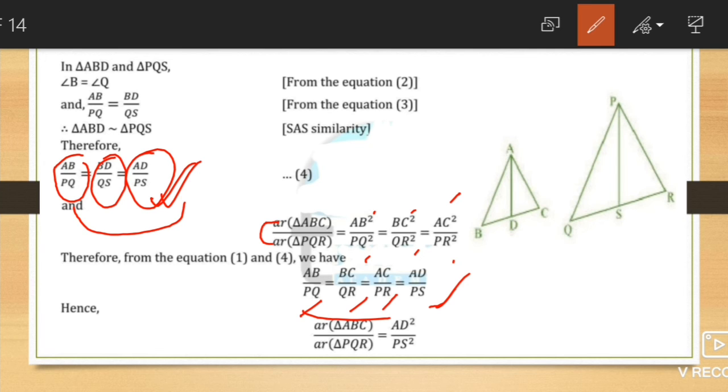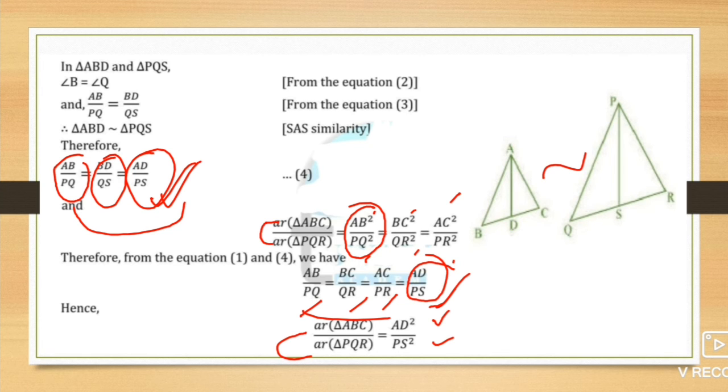That means area of triangle ABC by area of triangle PQR, in place of AB by PQ whole square, you can substitute AD by PS whole square. That's why area of ABC by area of PQR is equal to AD by PS whole square. That means the ratio of the areas of two similar triangles is equal to the square of the ratio of the medians of similar triangles. In this way you have to solve question number 6.